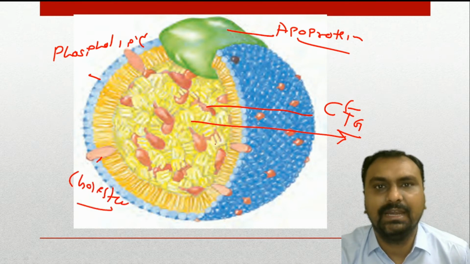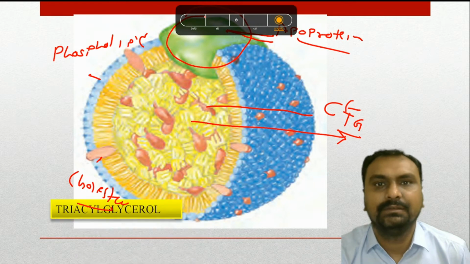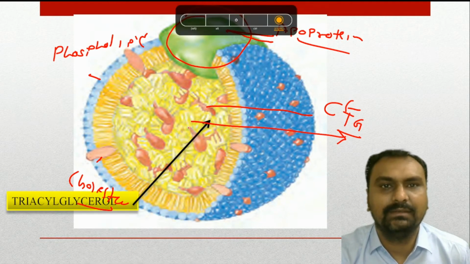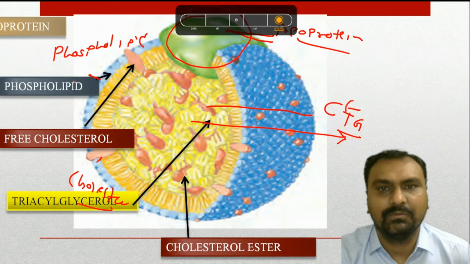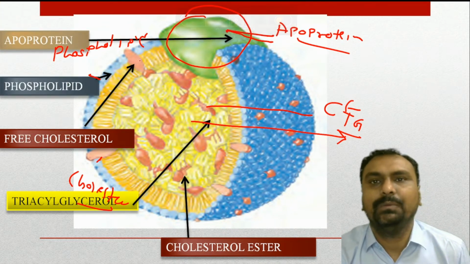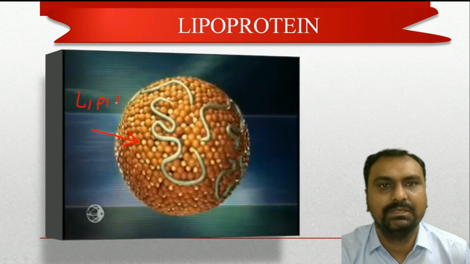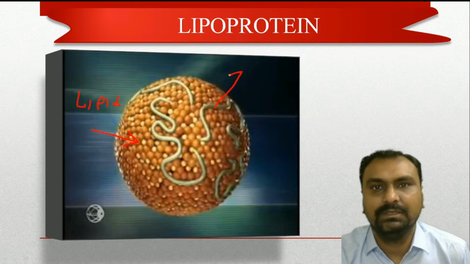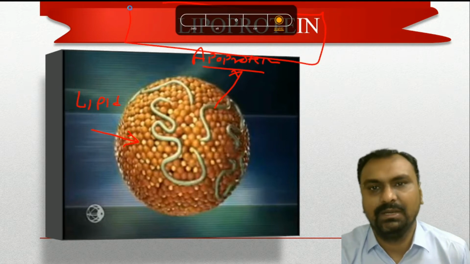Inside, there is triglyceride, cholesterol ester, and the protein part is called the apoprotein. So you can see triglyceride, cholesterol esters, free cholesterol, and phospholipid. So this is the structure of a lipoprotein. This is the lipid portion, and this portion is the apoprotein. Lipid plus apoprotein will form the lipoprotein.